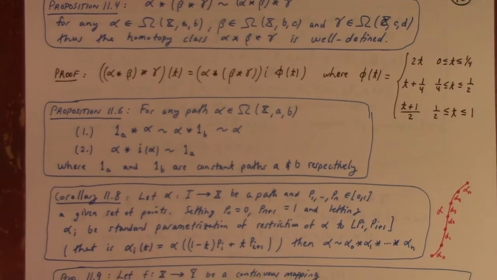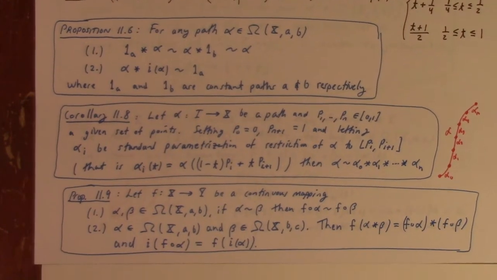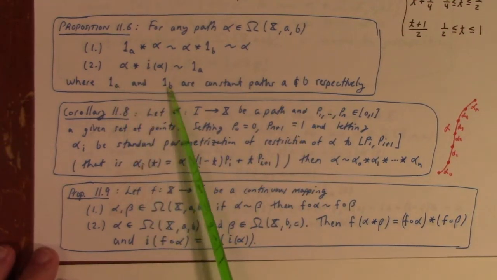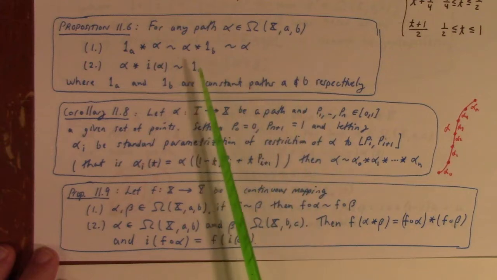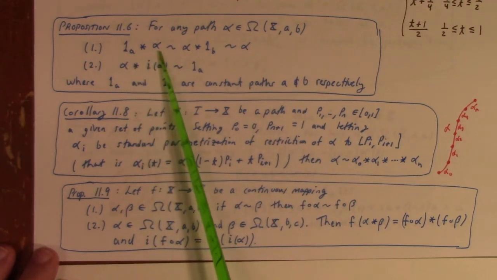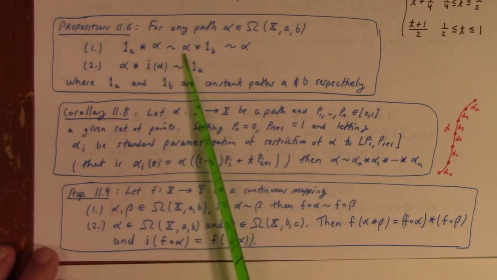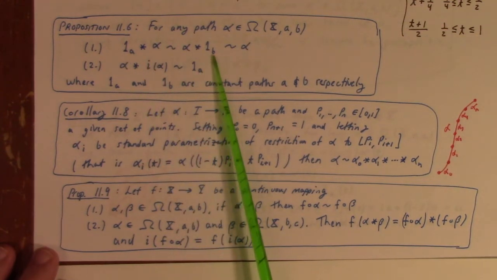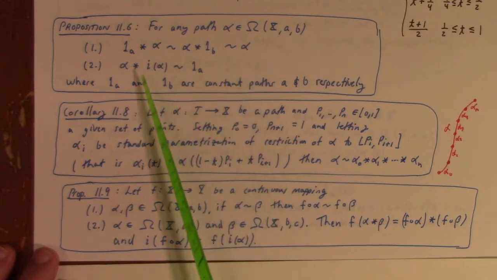Furthermore, we have these other results about path homotopy. 1A and 1B are the constant paths at A and B, and so if you join the constant path to a path, you get the same as the path joined to the constant path at the end. At the starting point, at the ending point, it's still just the path, right?